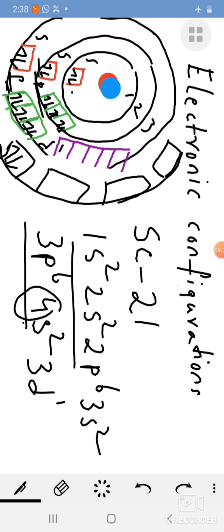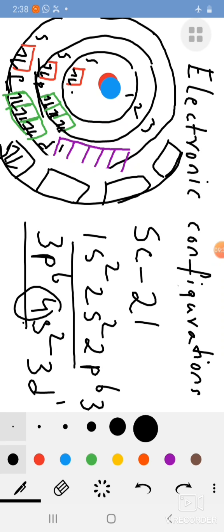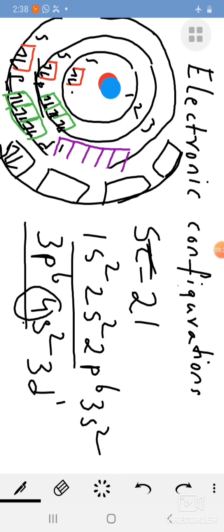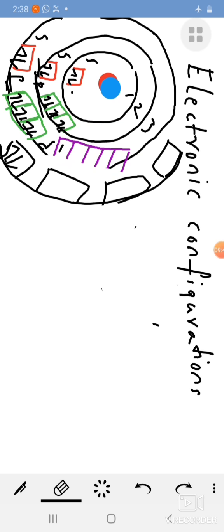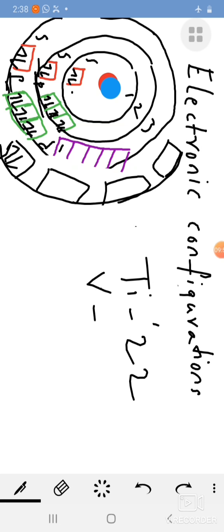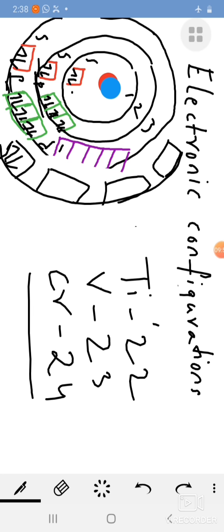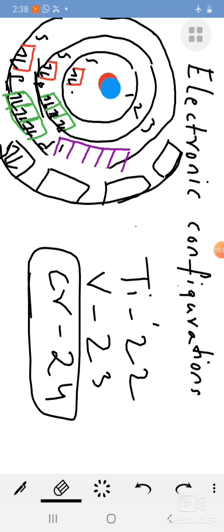After scandium, you can write and practice the next elements: titanium 22, vanadium 23, next chromium 24. Chromium has anomalous electronic configuration. Let us discuss the electronic configuration of chromium.